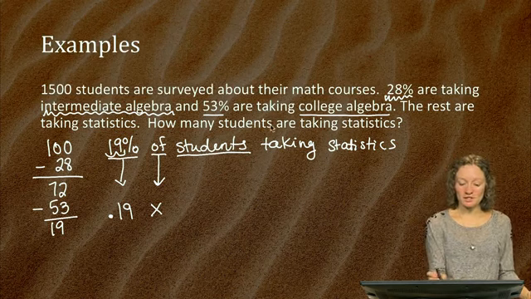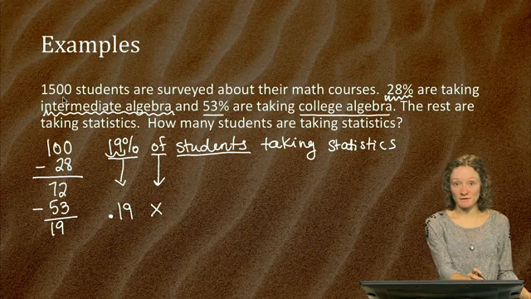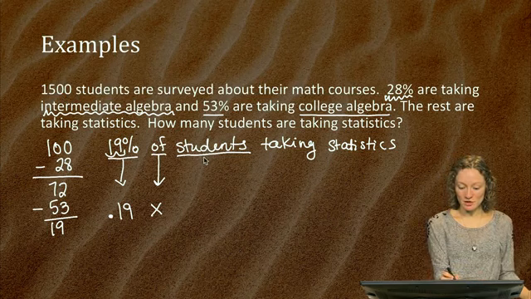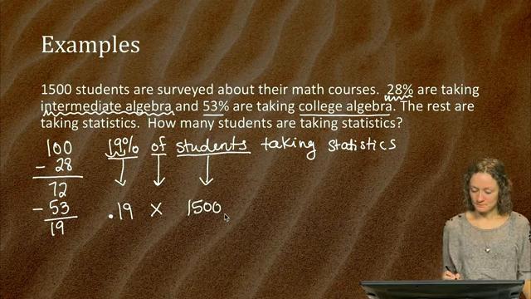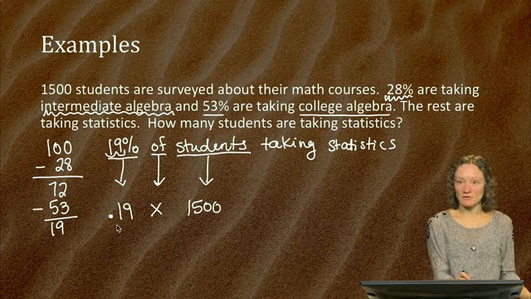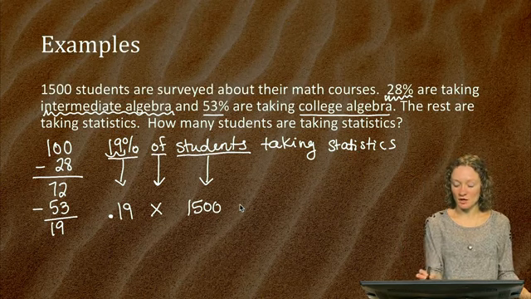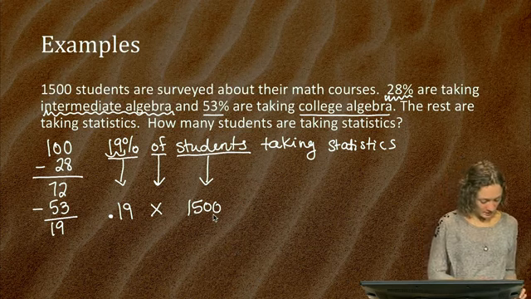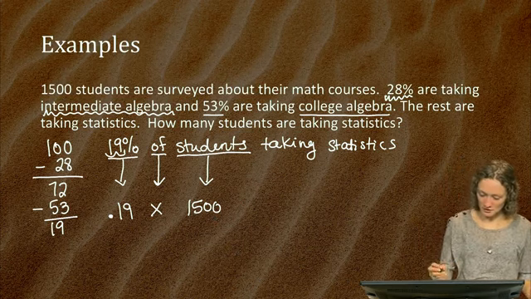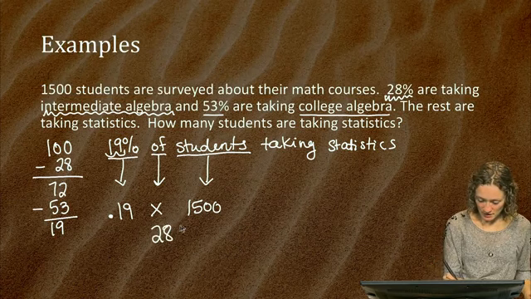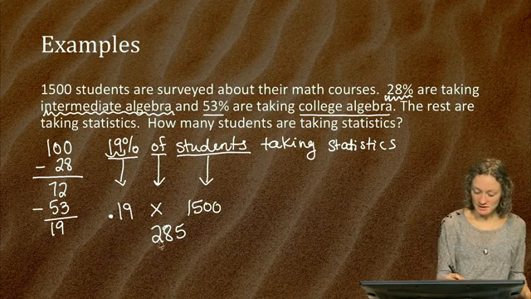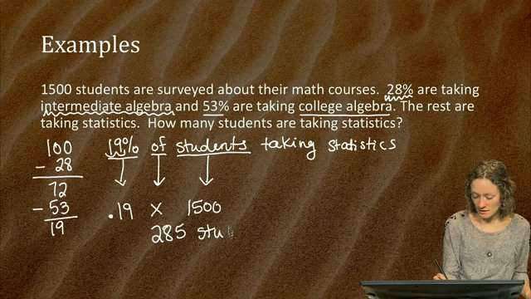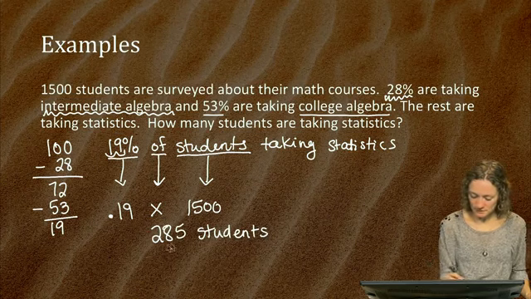Do we have information about the number of students? Well, we know percentages for different courses, intermediate, college algebra. We also know that 1,500 students were surveyed, and that's who we're talking about here, 19% of the students surveyed. So this just gives us the number. The students surveyed were 1,500. Are taking statistics. This is what we're looking for. 19% of students are the ones taking statistics. So that's it. Multiply these 2 numbers together. 0.19 times 1,500 gives us 285. So the answer to the question, how many students are taking statistics? 285 students.